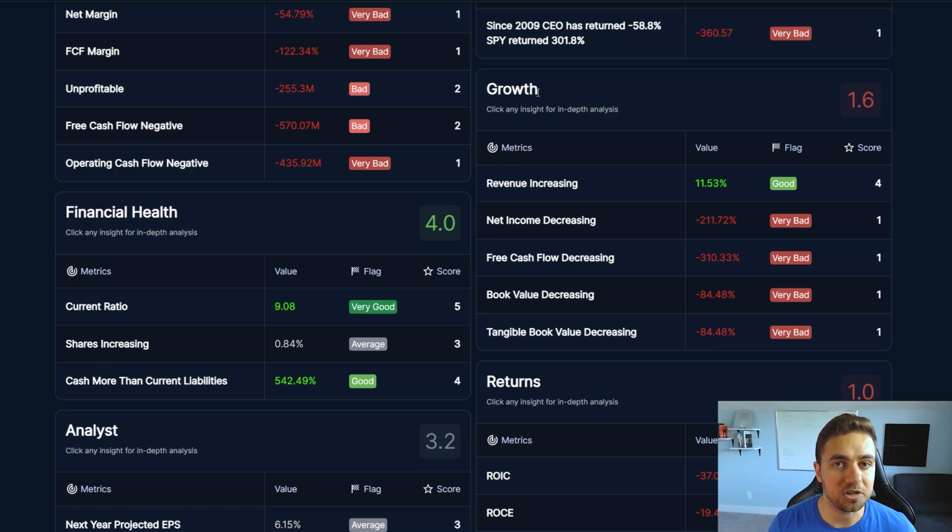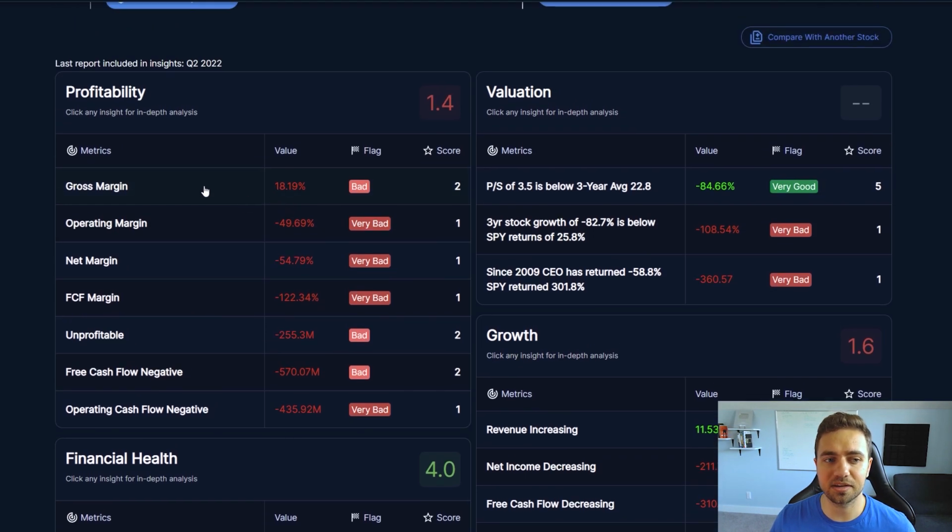So we're taking a look at Beyond Meat right here, and we can see that its growth score is 1.6. And in the growth score, we can see that Beyond Meat's book value is decreasing, and it decreased by about 85% over the past year. Sorry, actually about 84%. I was rounding up, but this clearly and quickly tells us that Beyond Meat's book value is declining. If we take a look once again at our profitability, we can see that Beyond Meat is an unprofitable business, and it's also free cash flow negative. So Beyond Meat's book value declining is most likely from this business being unprofitable and actually losing money.